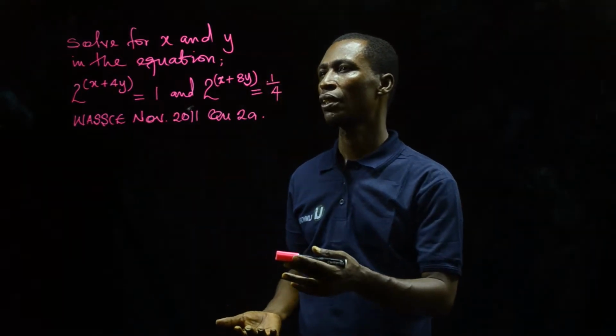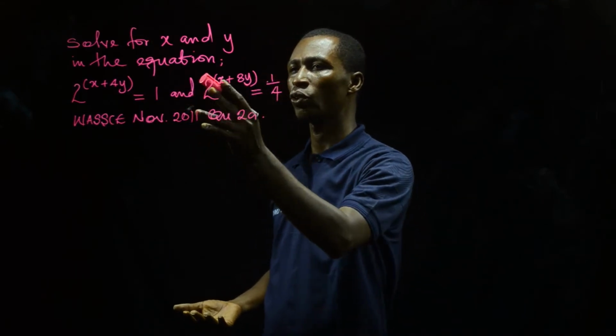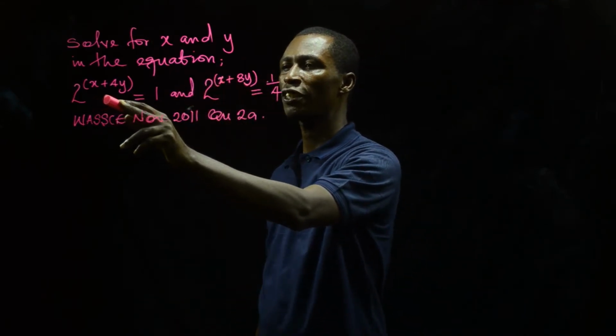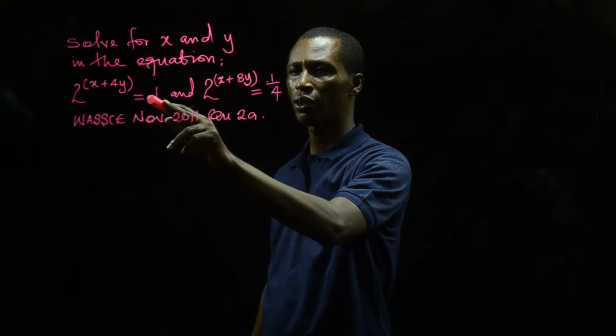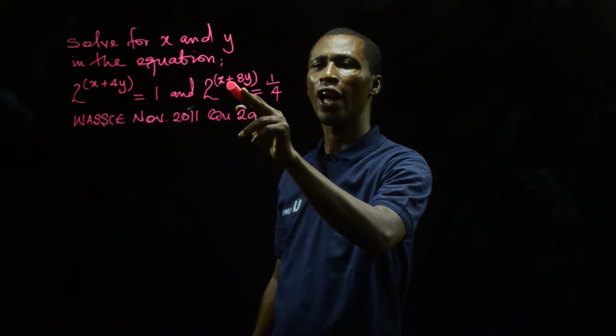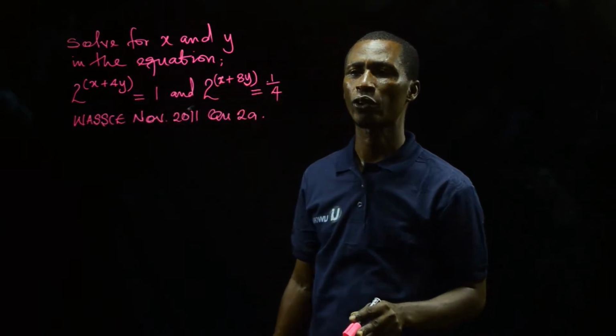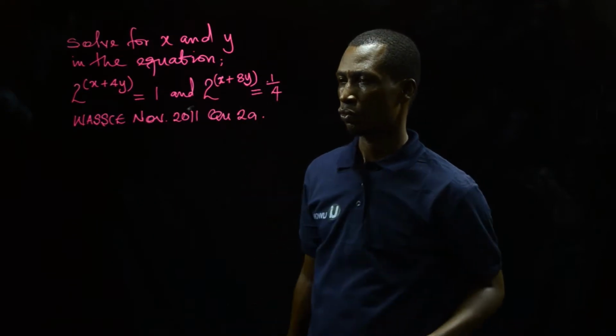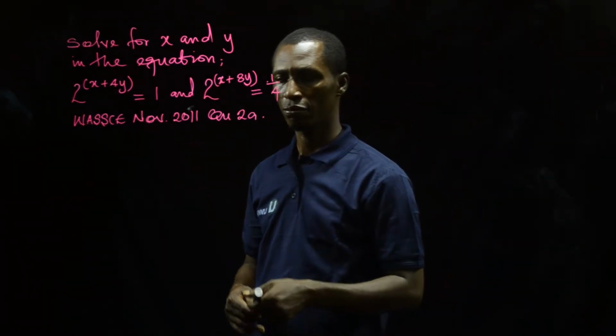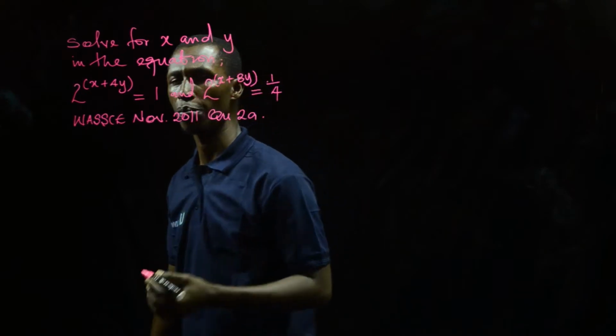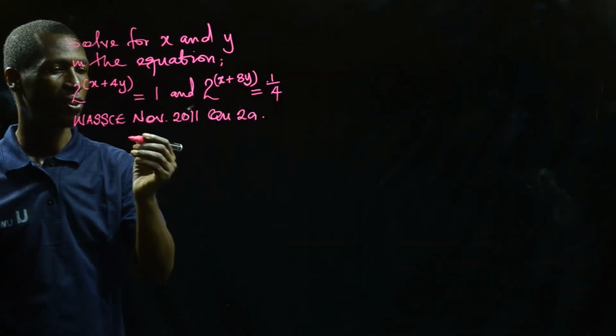The question reads, solve for x and y in the equation 2 to the power x plus 4y equals 1, and 2 to the power x plus 8y equals 1 on 4. 2011 WASSCE NOVDEC, so November. So we start by just looking at the solution.